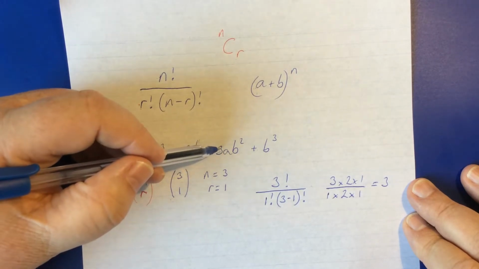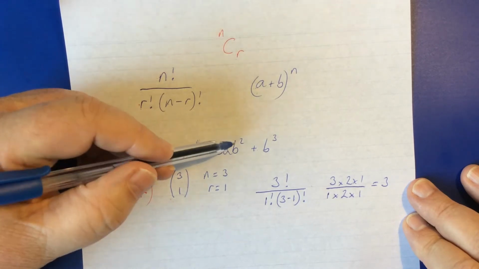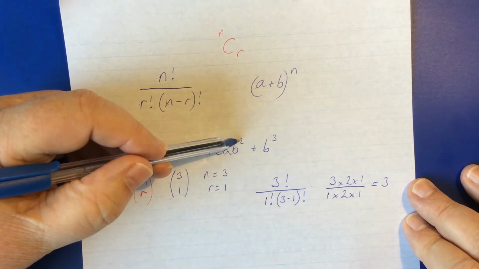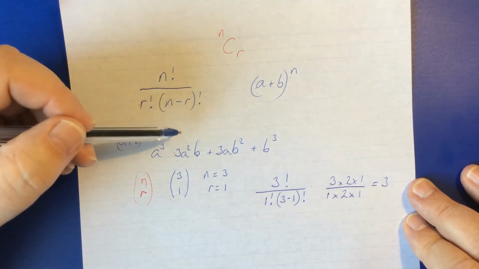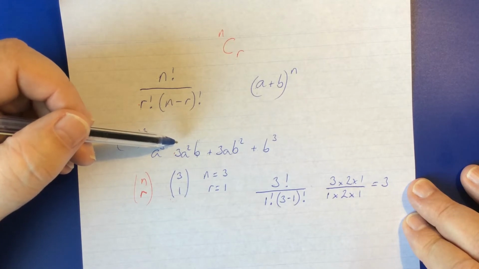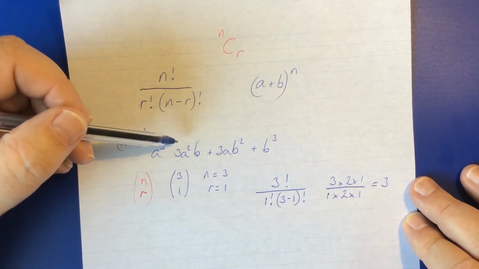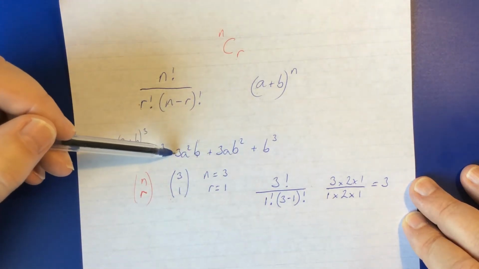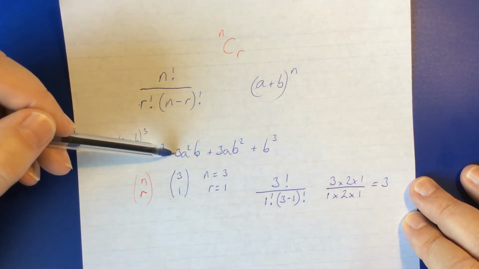So if we were along here, n would still be 3, but r would be 2, and so forth and so on. This is slightly confusing, I admit, and it's why it's not my preferred method. It's also laborious. Anyway, we're going to work out how we get this number.